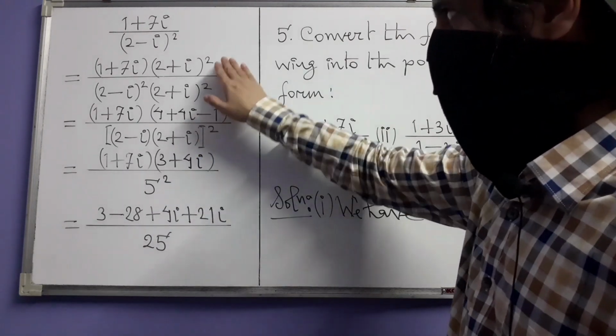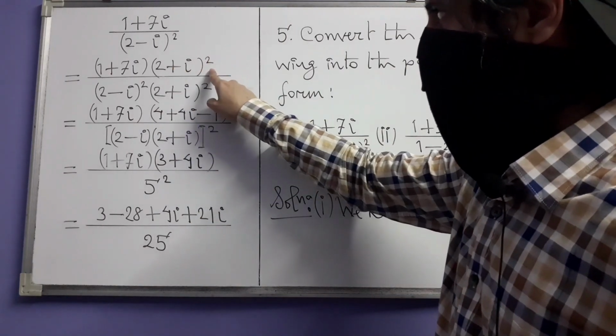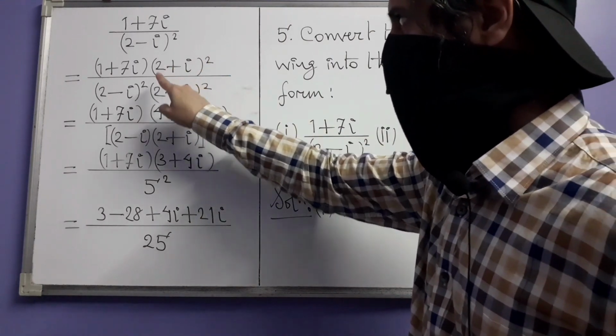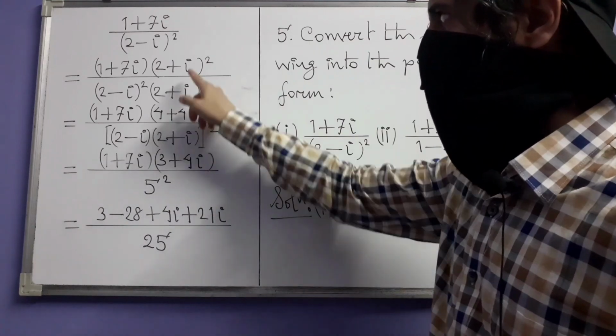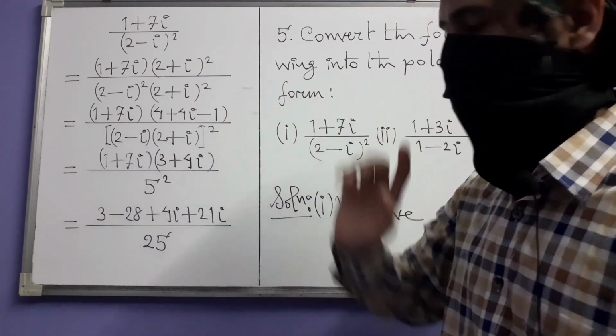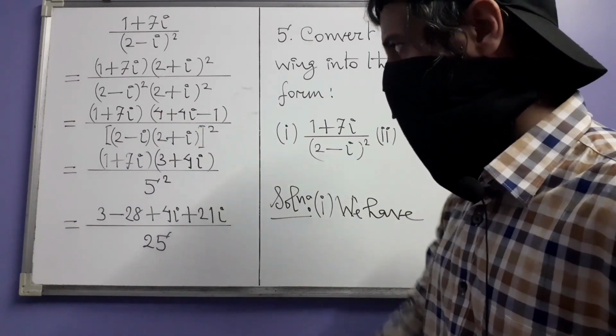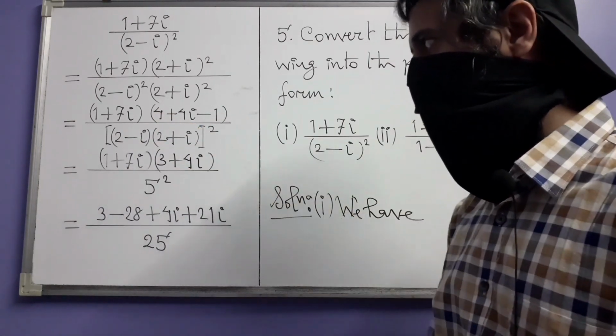What is happening in the numerator? Here, however, you have to expand the square. So if you expand this square, you are getting what? 2 square, which is 4, plus 2 times 2i, which is 4i, plus i square. i square is minus 1. So 4 minus 1 is 3. So that way you get 3 plus 4i, and then you do this multiplication.